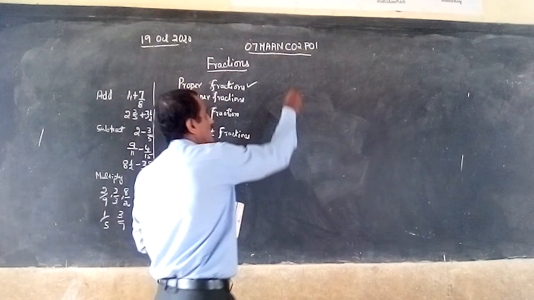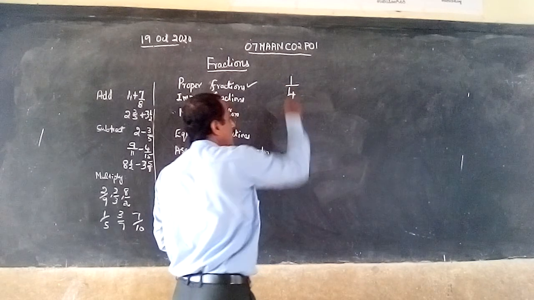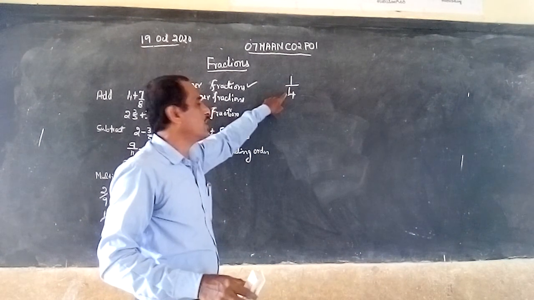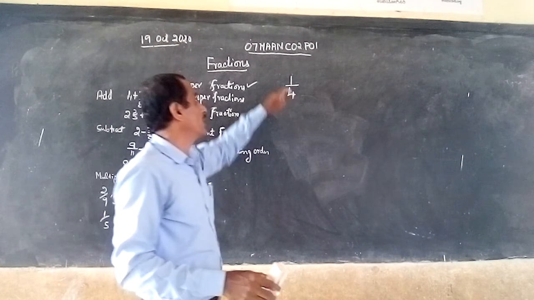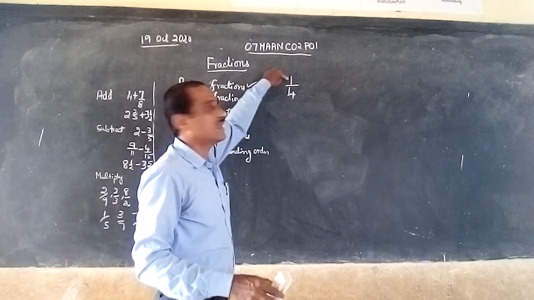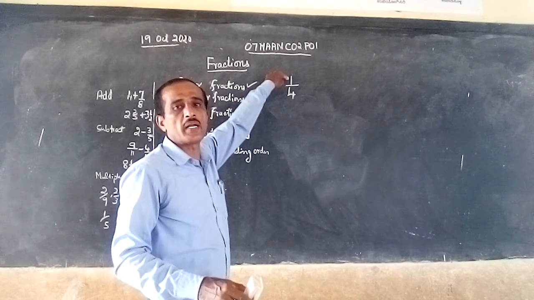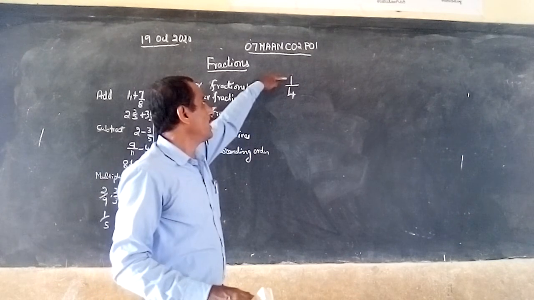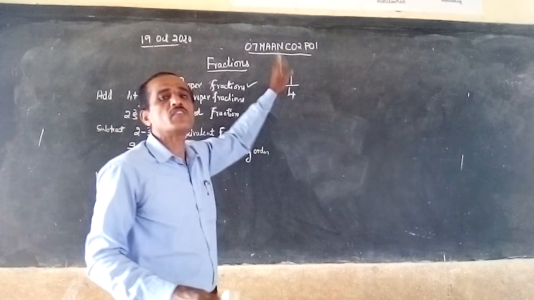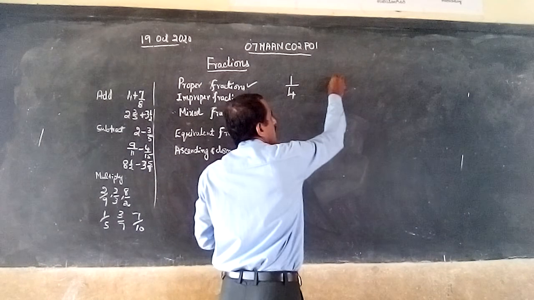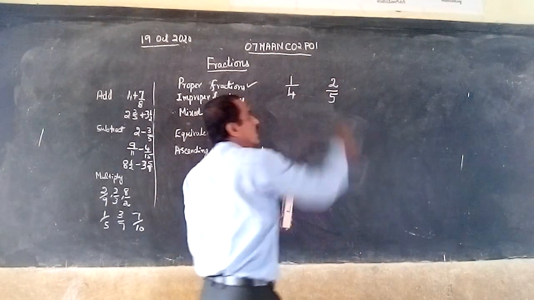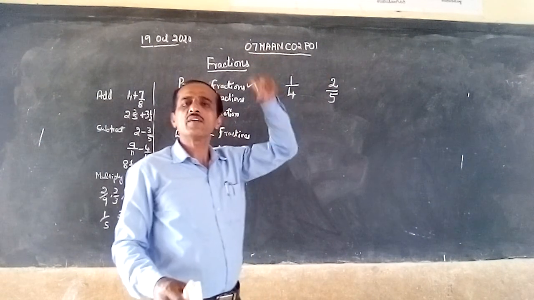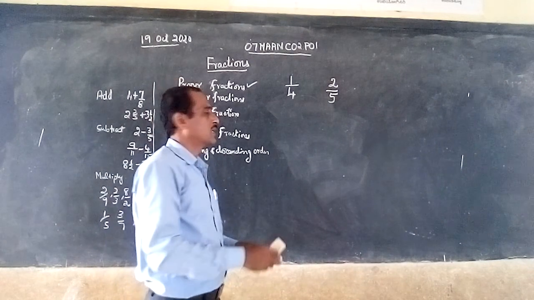In the previous classes you have studied, you know about numerator and denominator. In a fraction, what is written in the upper part is the numerator, and the lower part is the denominator, isn't it? If the numerator is smaller than the denominator, that is a proper fraction. So how to represent a fraction? Numerator is smaller than the denominator, or denominator is greater than the numerator. That's why you can form your own definition, isn't it?